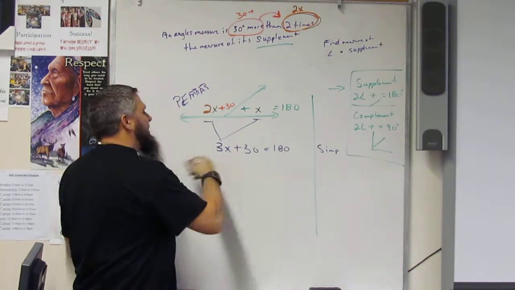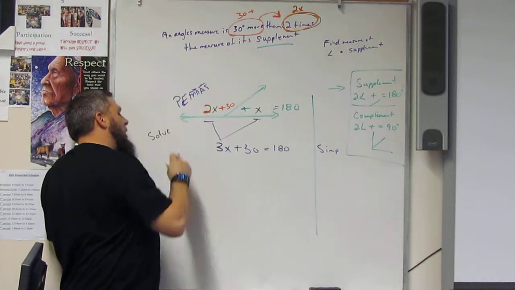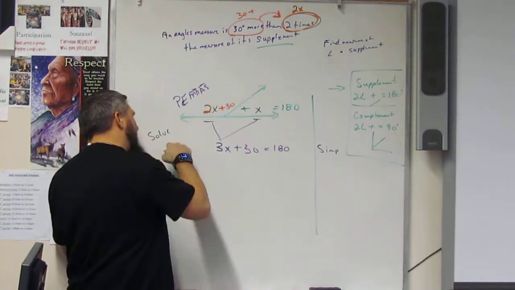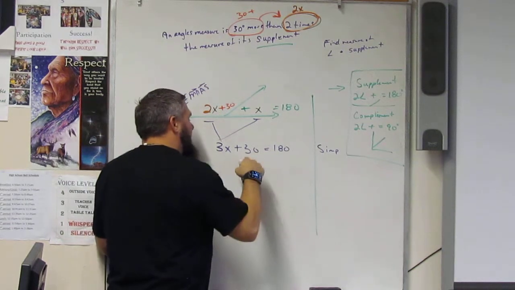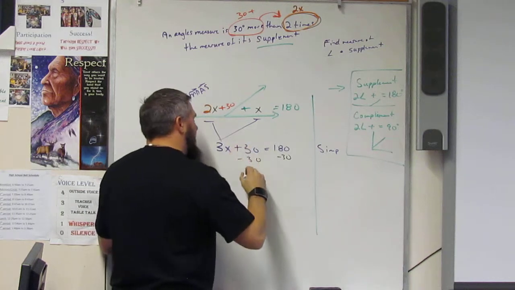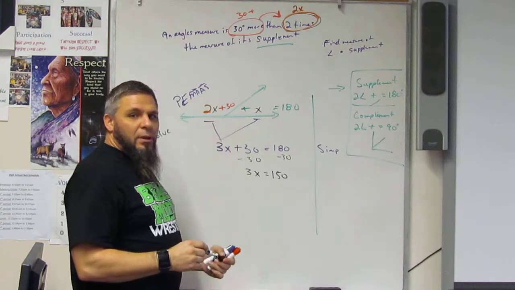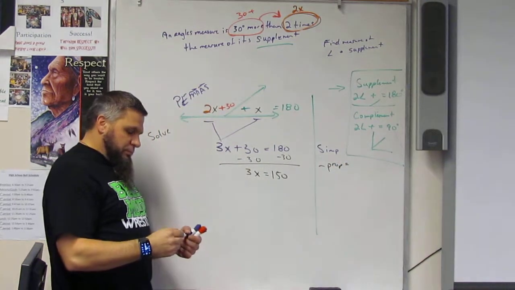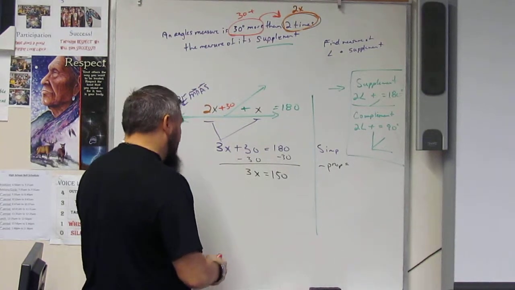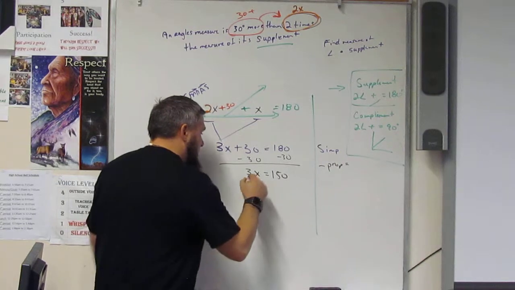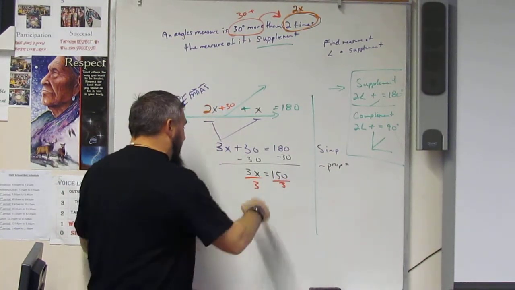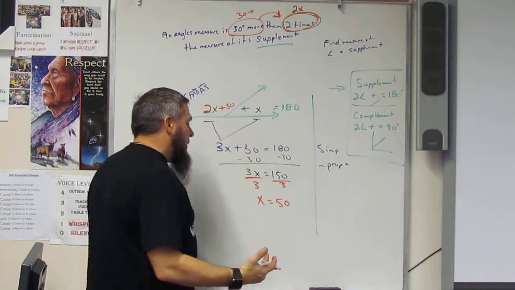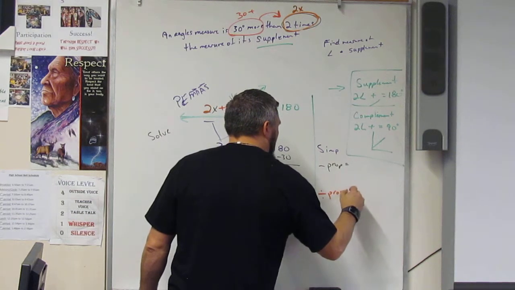So now, what do I do? Now I've got to solve, right? And solving always uses our properties. Does that make sense? When we're solving, we're always doing it to both sides of the equation. So when we solve, we're using our properties. So I'm going to subtract 30, and I get 3x is equal to 150, right? And that is subtraction property of equality. And then next, I'm going to divide. So just divide by 3, divide by 3. And I get x is equal to 50, right? There's 3 50s in 150. So that's division property of equality.